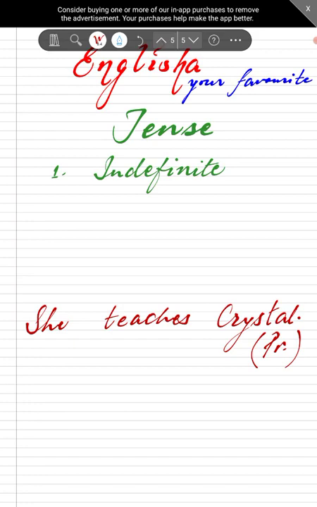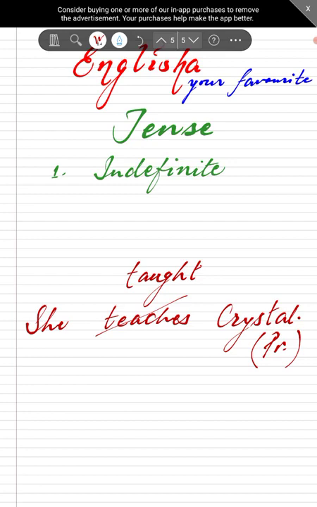Now we have to change this sentence into past. It means we have to change only time, not the tense indefinite. So, in order to change time, we need to change the verb, and we should write it in V2. That is why here taught is used. She taught Crystal. Now the sentence is in past, but the tense remained the same, indefinite.